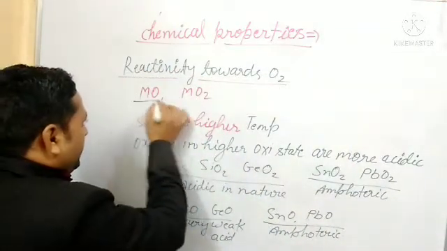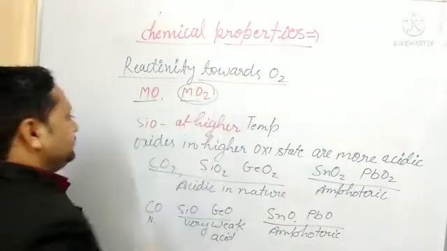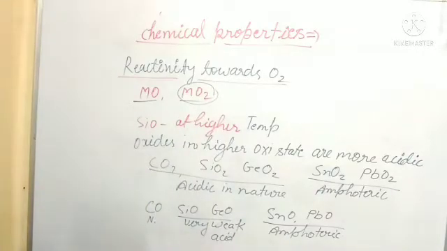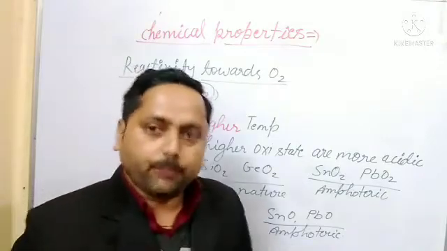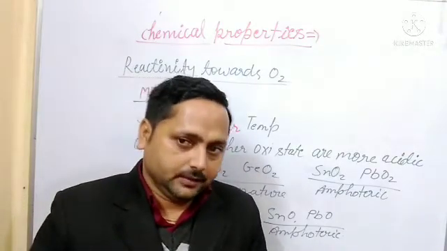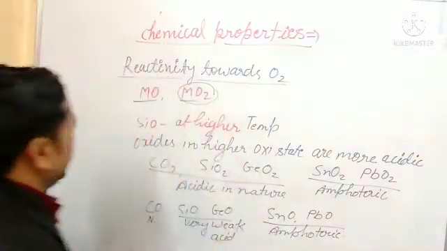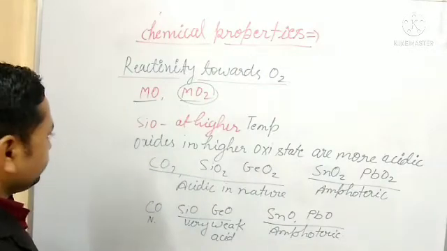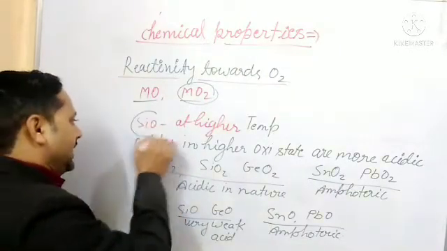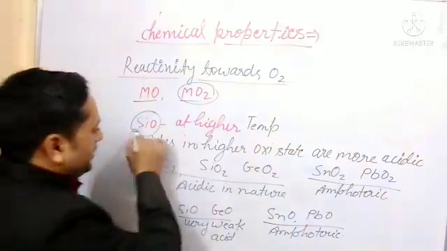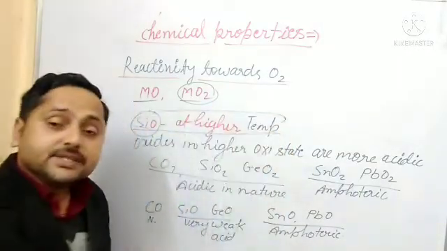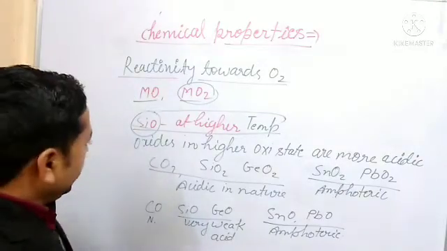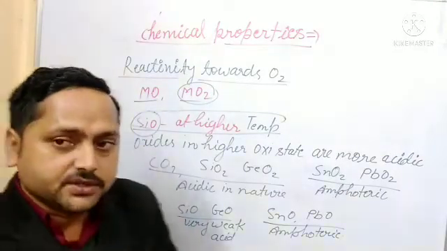MO and MO2 type oxides are formed. Let us see what their nature is and how it varies down the group. Of the MO and MO2 type oxides, SiO exists only at high temperature, and their acidic character increases as the oxidation state increases.